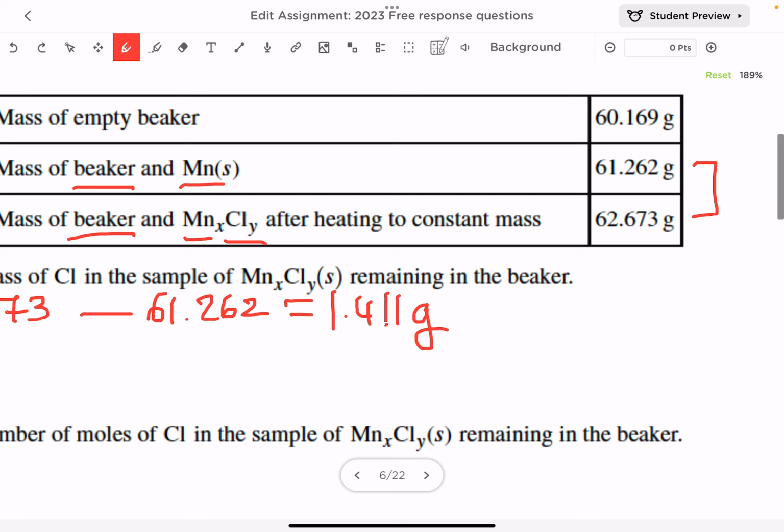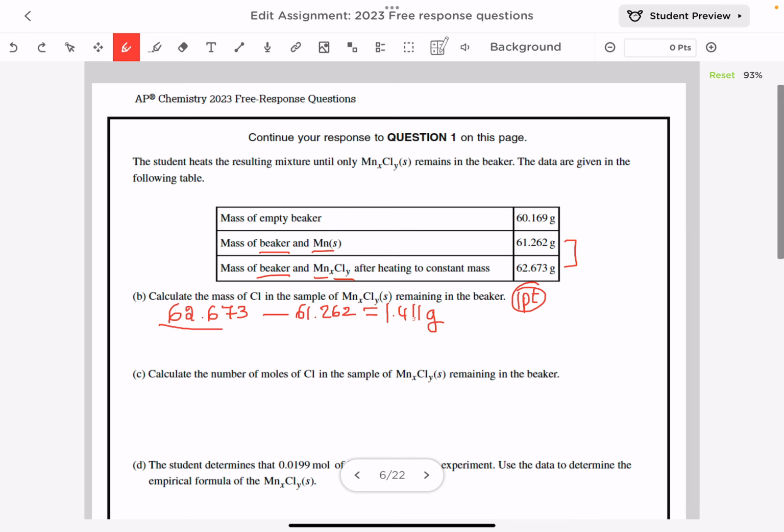1.411 grams. 1 full mark is earned. Why? Because I am showing work and the answer is correct. So any other method is going to be longer because I have to be careful and use the time wisely, but it will lead me to the right answer.